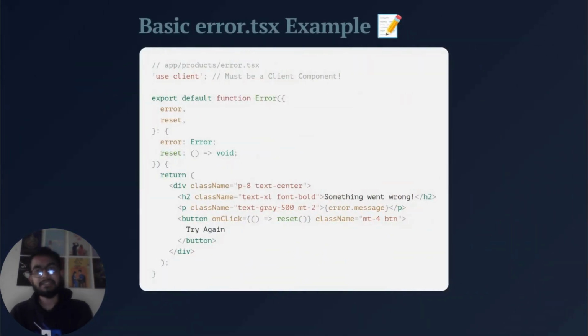So here is an example of a basic error.tsx. Just to remember, error.tsx should be a client component, and it takes the props error and reset. So reset refreshes the page, and you can show something like "something went wrong," a user-friendly error message, and there is a button that calls reset, and reset eventually refreshes the page. And you can design this error page as per your need.